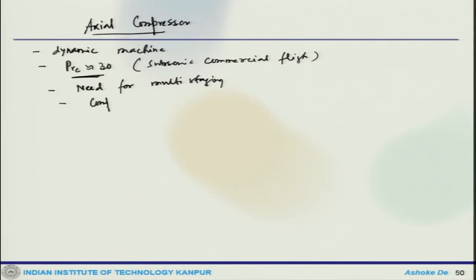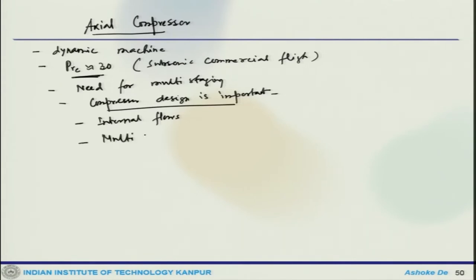That means the compressor design is important, so that engine weight is also kept low, and the compressor is designed in such an efficient way that it can give you proper pressure rise. And these are all internal flows, having different challenges. One can easily go multi-staging with an axial compressor. That is quite easy, and that is what is preferred in any modern day gas turbine engine.